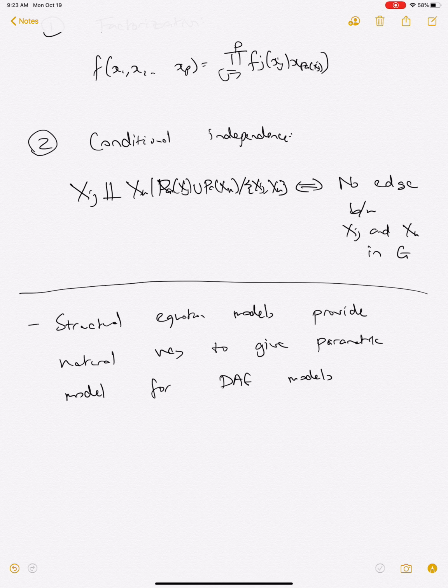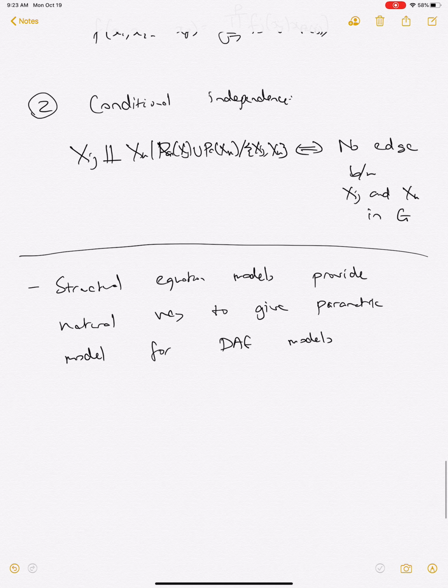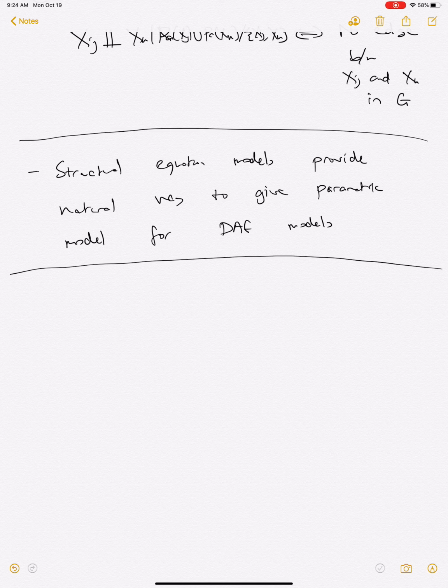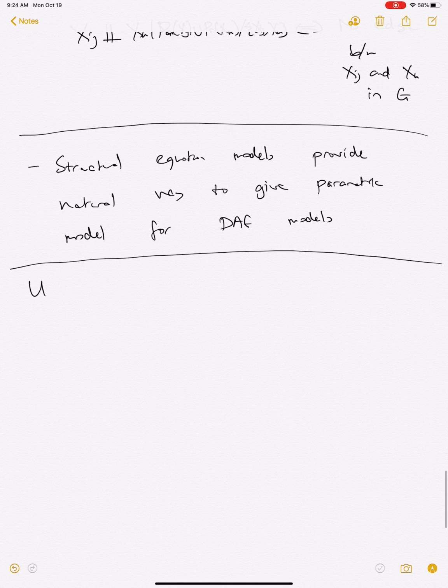Okay, so this is a potentially new concept to some of you. So just go through the notes carefully and let me know if there are any particular questions that you have on this. Okay, so that's wrapping up everything we've covered for DAGs, and now we're going to move on to undirected graphical models.